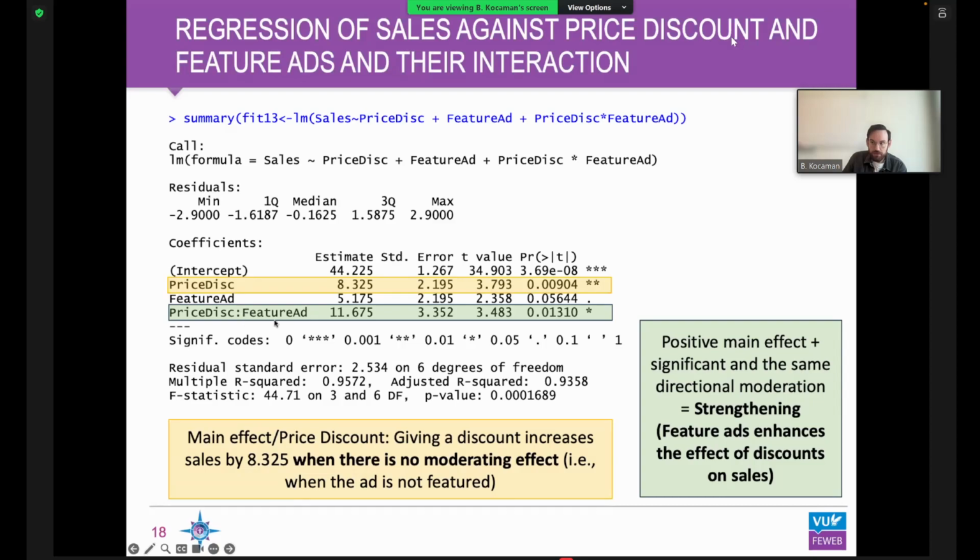But when we want to understand the moderating effect of feature ad on price discounts, then we want to understand, when we have feature ad, what's the effect of that on the relationship between price discount and sales. So this is the moderation, right? Yes, I've just explained the moderation effect. So when you have the feature ad, how does this moderate the effect of price discount on the dependent variable, which is sales?